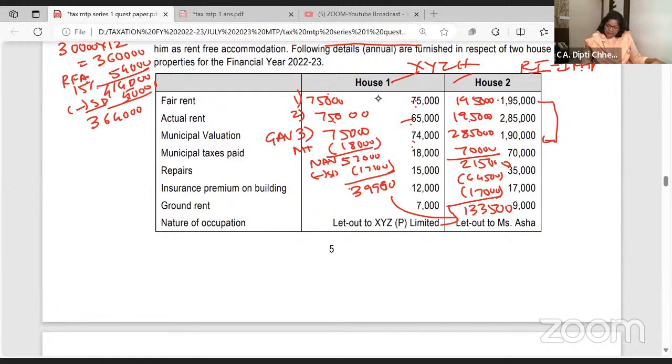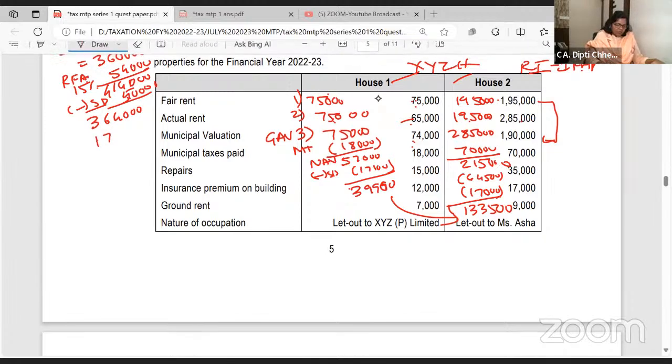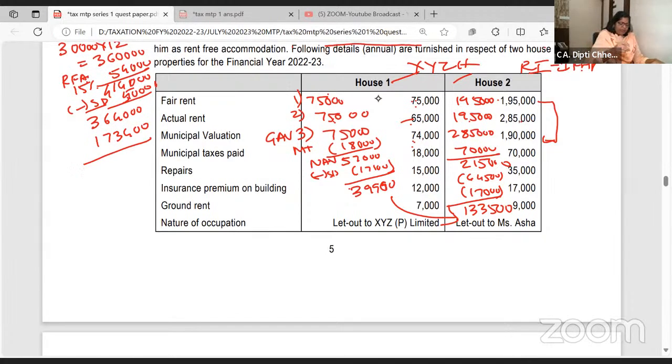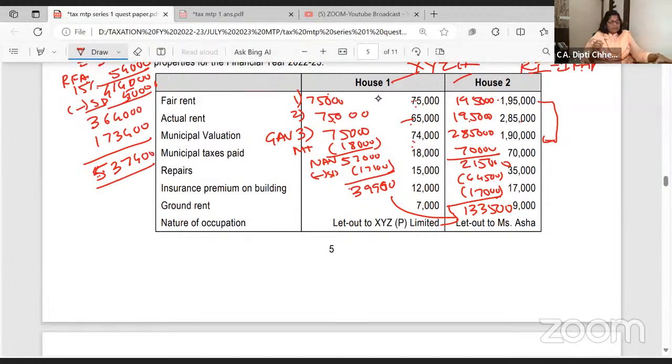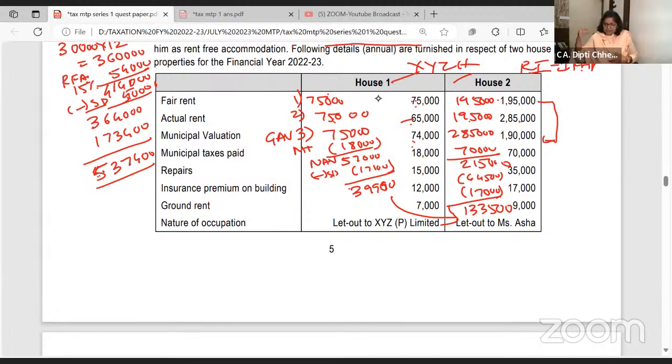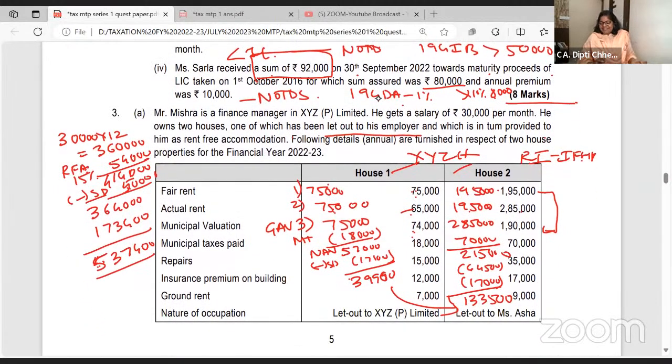This is 39,900, 173,400 plus 3,64,000, 5,37,400. चलें आगे. 537,400 is the question for 7 marks over.